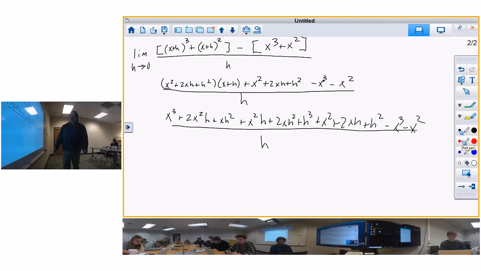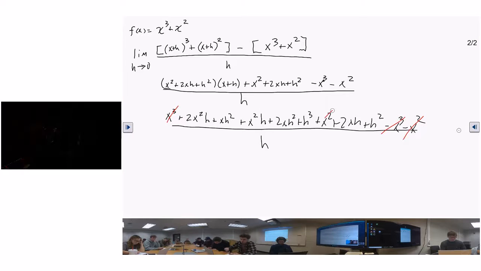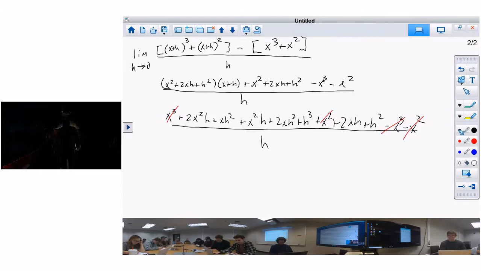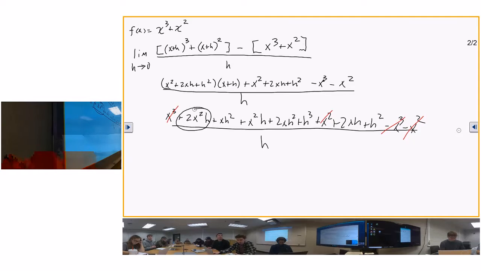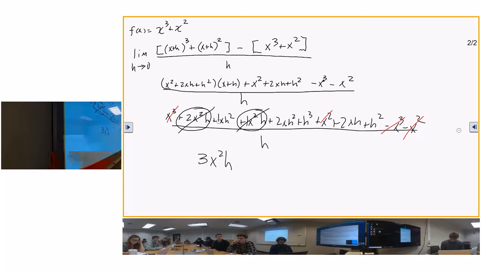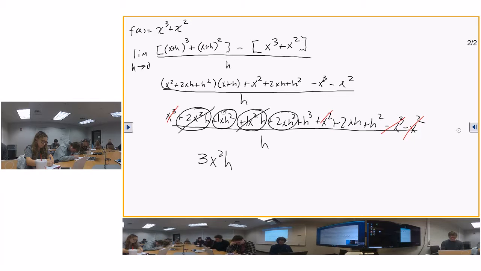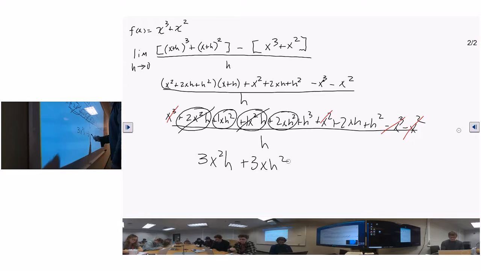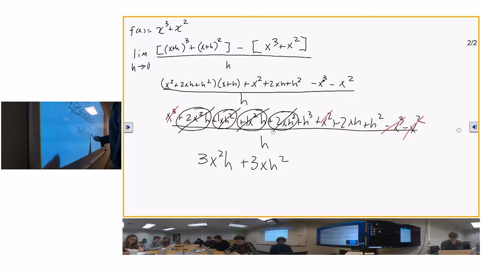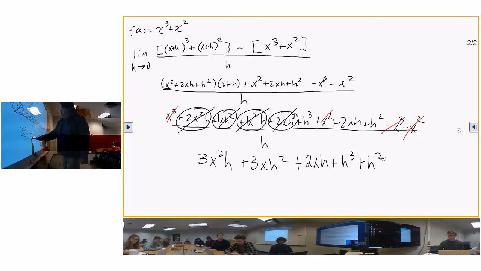Now, what happens to the x cubes? X cubes cancel. X squareds cancel. Let's do some combining before we move on. 2x squared h plus x squared h. I don't see another x squared h, so that's 3x squared h. Got a 1xh squared and 2xh squared, so that's going to be 3xh squared, plus 2xh plus h cubed plus h squared. Y'all check me. Over h.